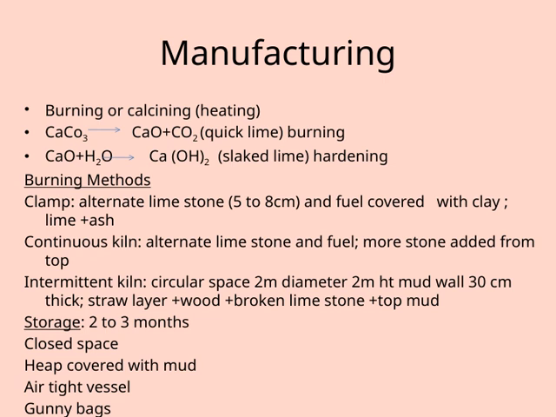The intermittent kiln is another option, often circular, about 2 meters in diameter and height, built with mud walls roughly 30 centimeters thick. It involves layers of straw, wood, broken limestone, and mud on top. This kiln is usually used in smaller-scale operations and requires a storage period of about 2 to 3 months for the material to mature. Finally, storage of the lime is also critical.